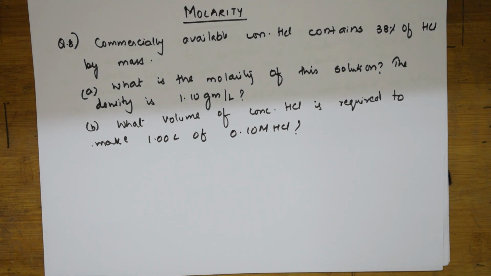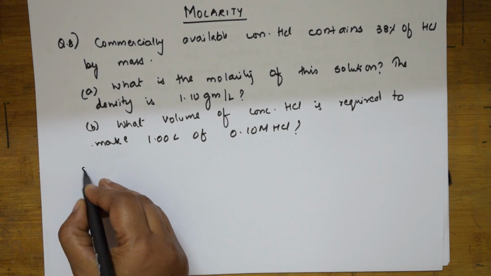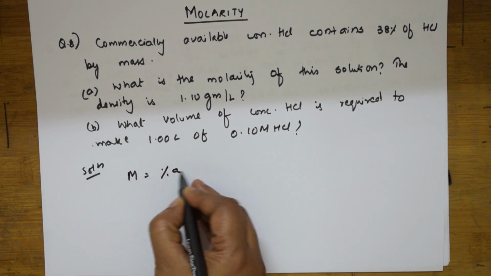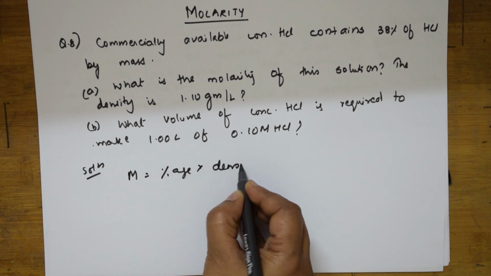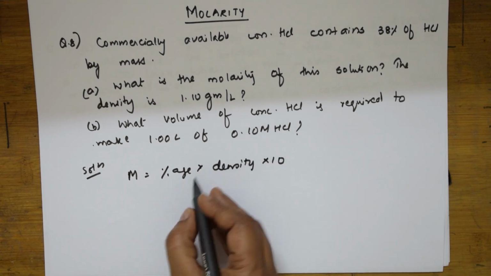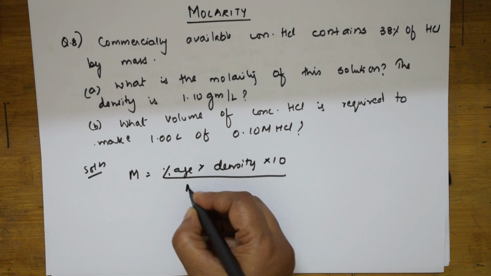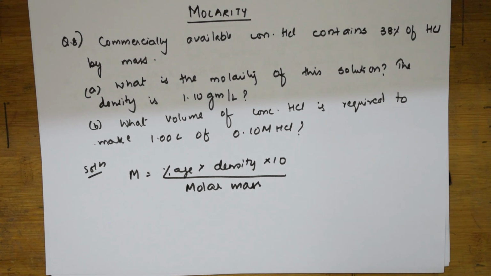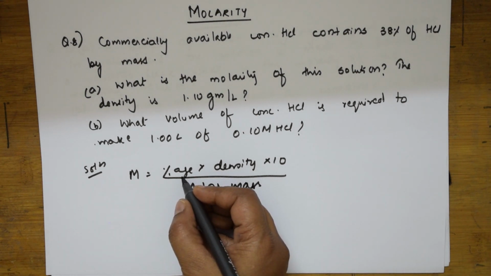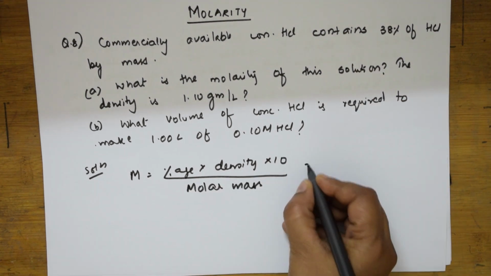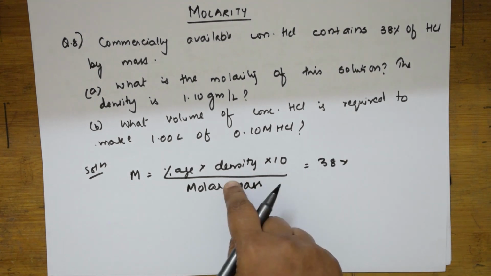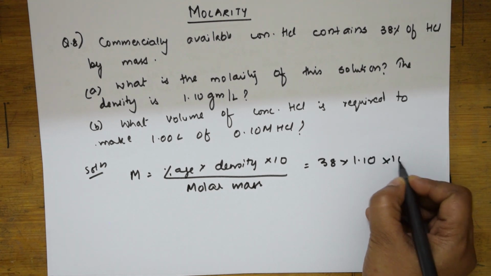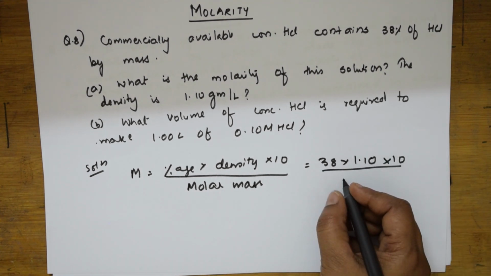First of all, molarity. As I said, when density is given, what formula can you apply for molarity? Molarity is equal to percentage into density into 10 divided by molar mass. This is one formula which you can apply. Fine. So let us see. Now in this case, how much percentage do they give me? They've given 38%. So right now 38. How much is the density given to us? It is 1.10 into 10 divided by the molar mass. Molar mass of what?